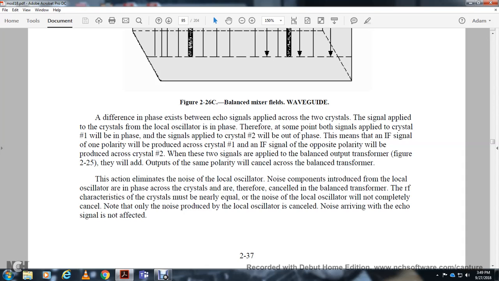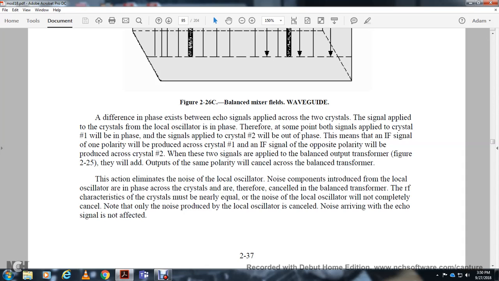The intermediate frequency of one polarity will be produced across crystal 1. The intermediate frequency of the opposite polarity will be produced across crystal 2. These two signals will be amplified in the balanced output with the transformer, figure 225. They will output with the same polarity and cancel across the balance transformer. The noise of the local oscillator, the noise of the component that introduced the local oscillator phase across the crystals, is canceled in the balance transformer.